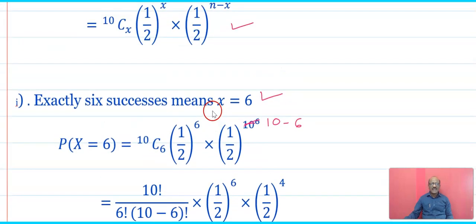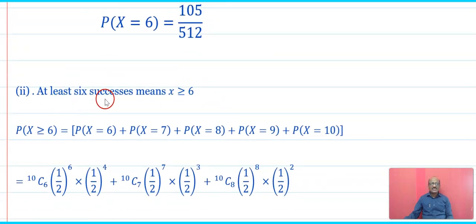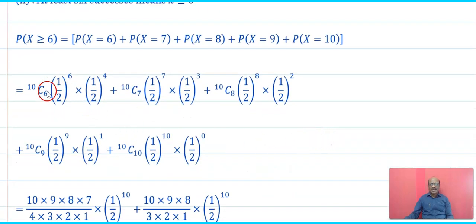That was for exactly 6 success. Now the next problem was at least 6 success, that is X is greater than or equals to 6. That means what will it be? Probability of X is equals to 6, 7, 8, 9 and 10. Therefore again the formula is 10C6 (1 upon 2) raised to 6 into (1 upon 2) raised to 4 plus 10C7 (1 upon 2) raised to 7 into (1 upon 2) raised to 3, 10C8 (1 upon 2) raised to 8 into (1 upon 2) raised to 2 plus 10C9 (1 upon 2) raised to 9 into (1 upon 2) raised to 1 plus 10C10 (1 upon 2) raised to 10 into (1 upon 2) raised to 0.